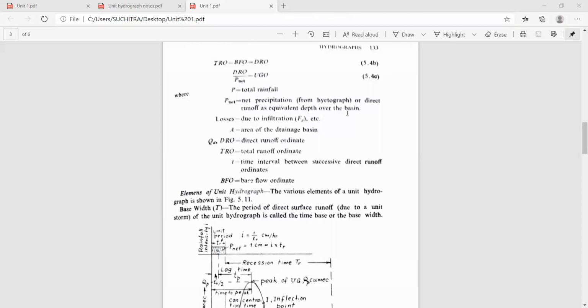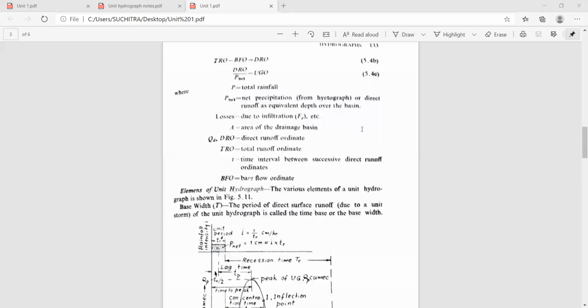You know how to separate the hydrograph into two components. One is the net rainfall, the other is the losses. The losses are due to infiltration and other things. A is the area of the drainage basin, and QD is nothing but the direct runoff ordinates, so sigma QD is the summation of all the direct runoff ordinates. TRO is the total runoff ordinates, and time T is the time interval between successive direct runoff ordinates. BFO is the base flow ordinates. So this is the procedure to derive a unit hydrograph from the observed flood hydrograph.